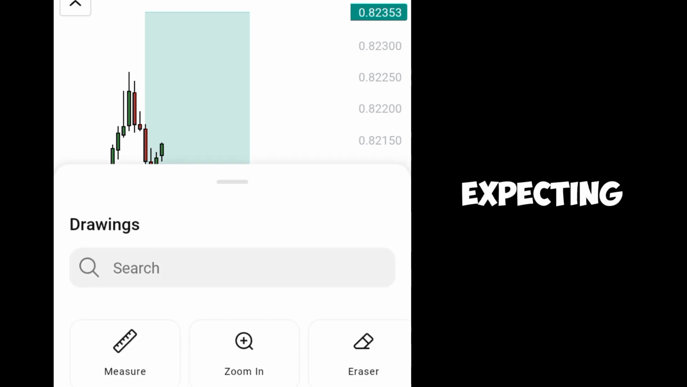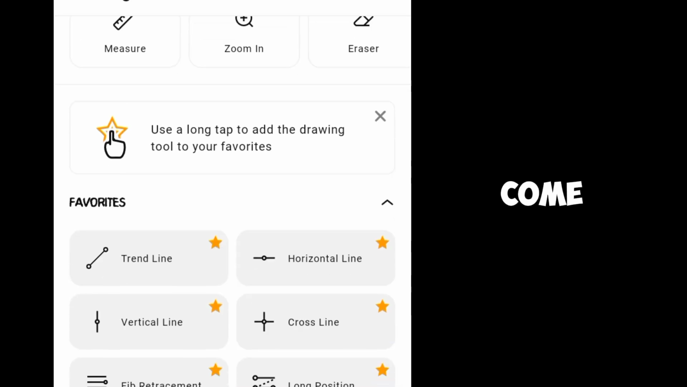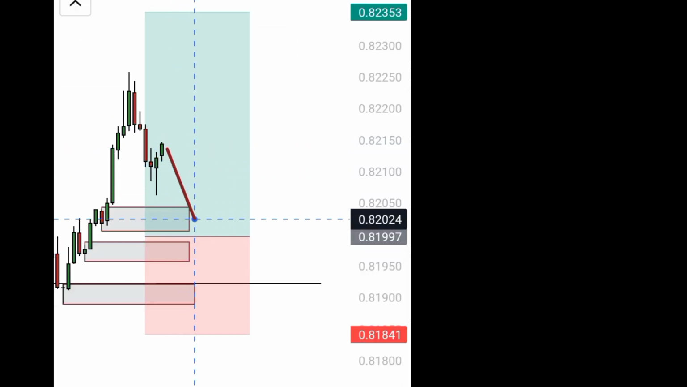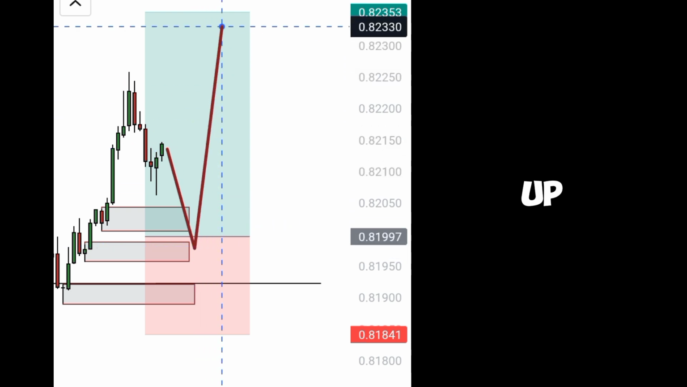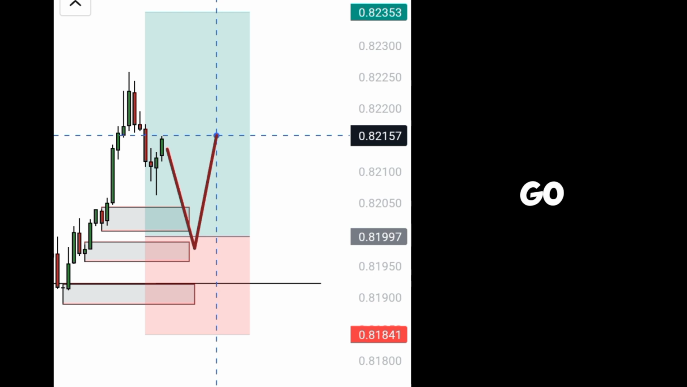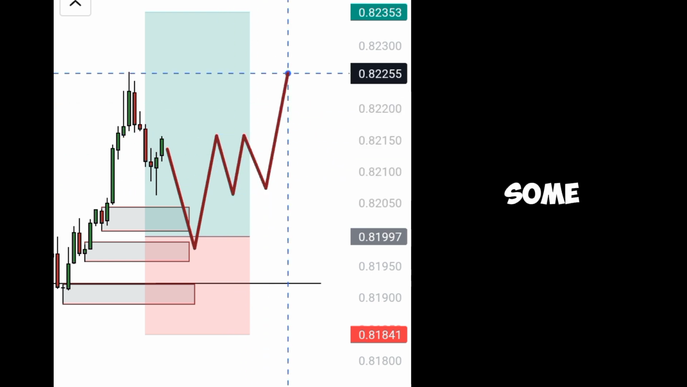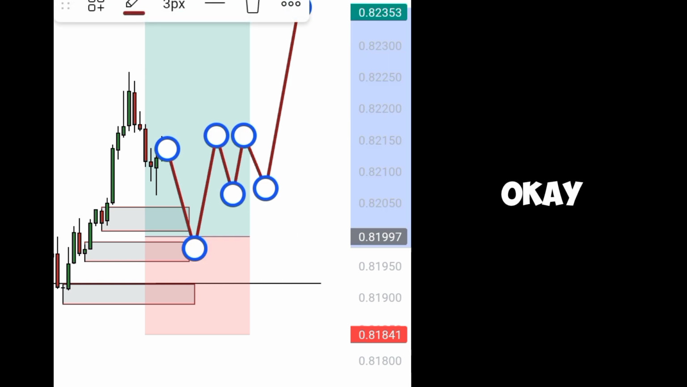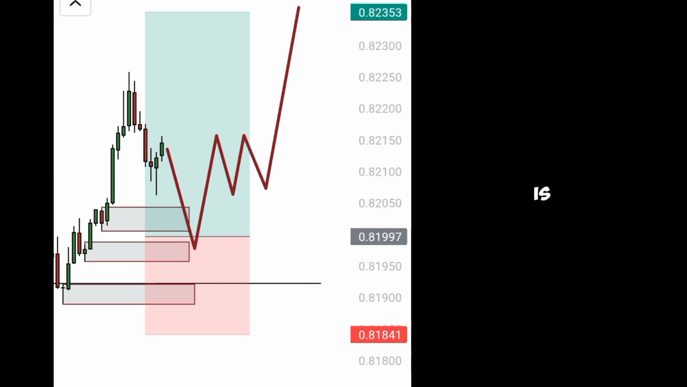So what I'm expecting this market to do is to come here and then go up this way. Of course, it's not going to go up just like that. You should be expecting some moves like this. So this is what I'm expecting.